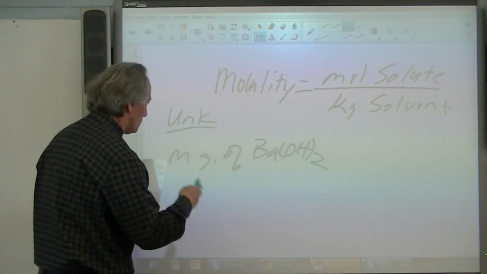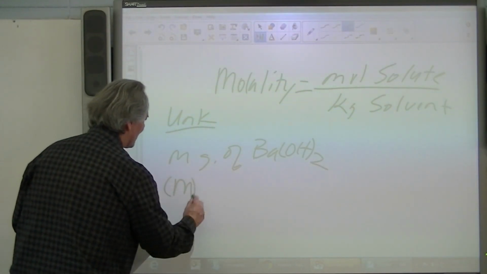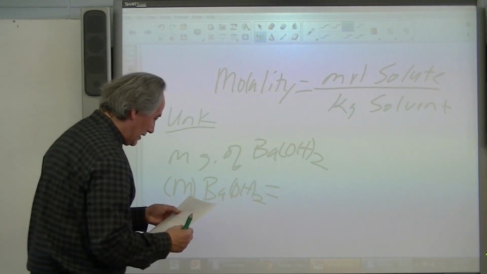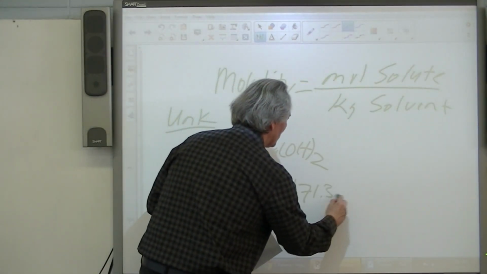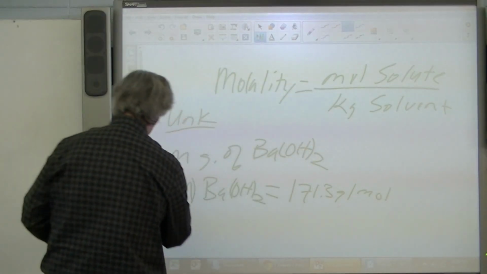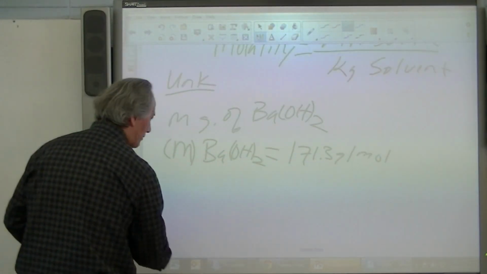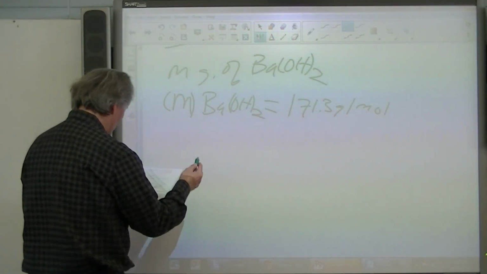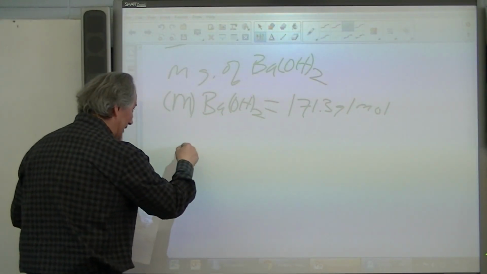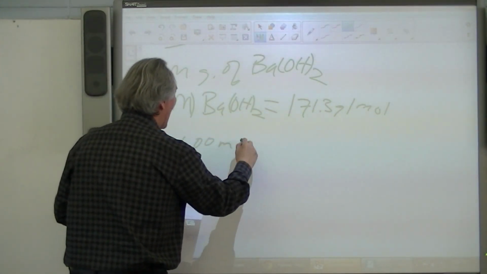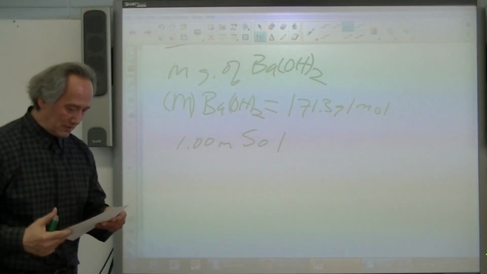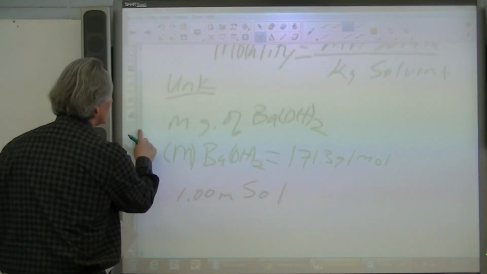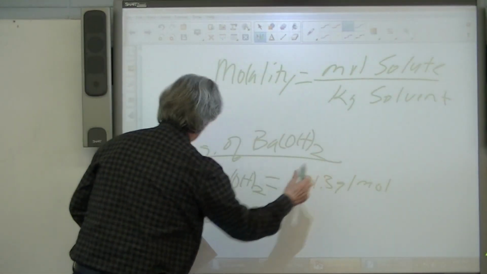While we're here, we need to calculate the molar mass. So let's calculate the molar mass of barium hydroxide, which equals approximately 171.3 grams per mole. There was just one other piece of information provided. We were also given a 1.00 molal solution, and we are looking for the mass in grams of the barium hydroxide.